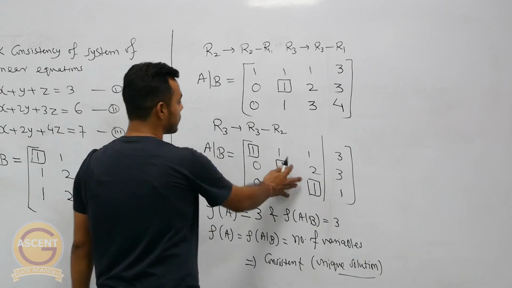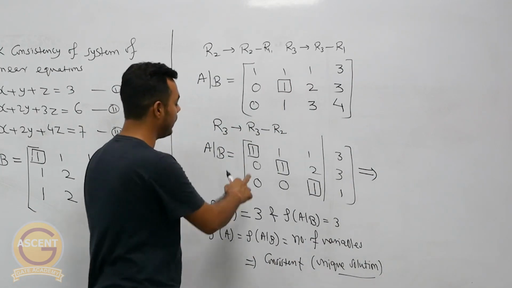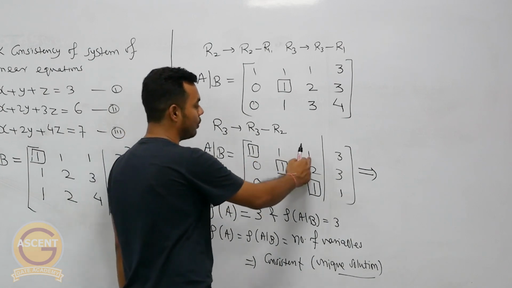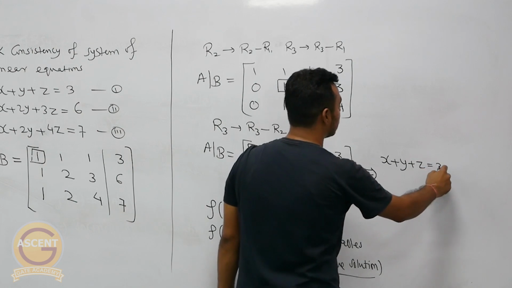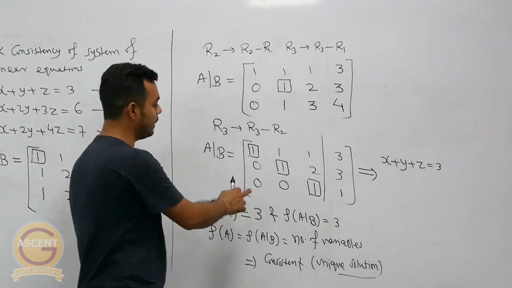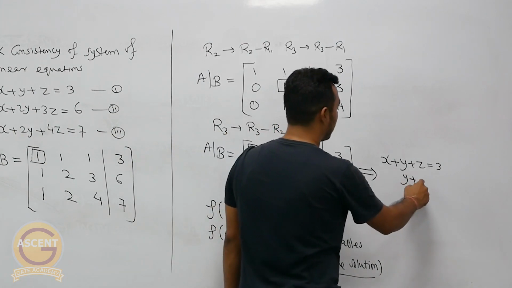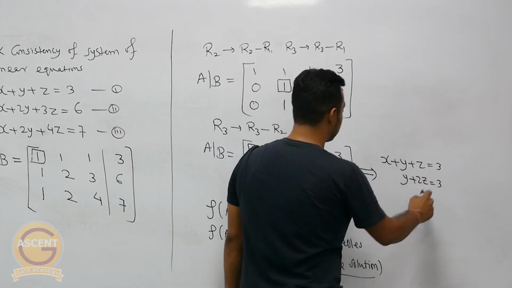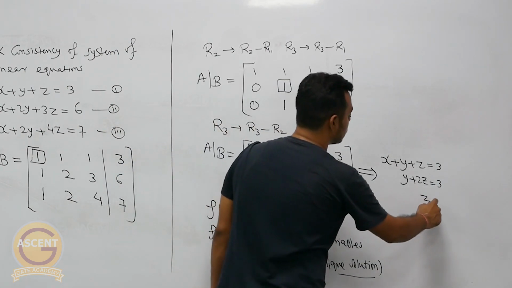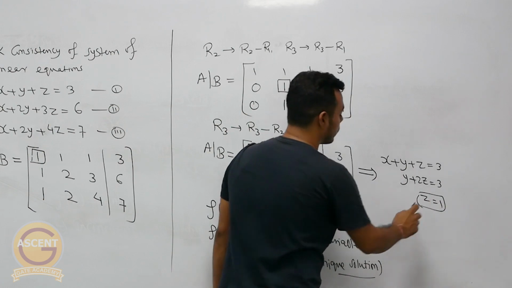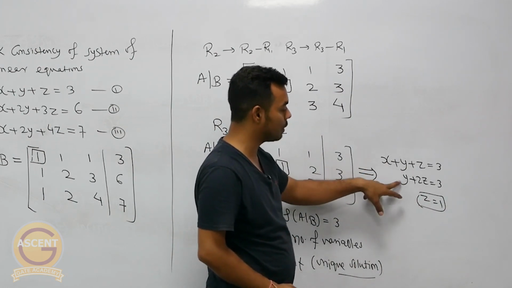So from this echelon form, if I want to write the corresponding equations, our equations will be 1 into x, 1 into y, 1 into z, equals 3. So x plus y plus z equals 3. Our second equation will be 0 into x, 1 into y, 2 into z, equals 3. So y plus 2z equals 3. And finally 0 into x, 0 into y, 1 into z, equals 1. So the value of z is directly known to us. Now by doing back substitution, we can find the value of x and y.